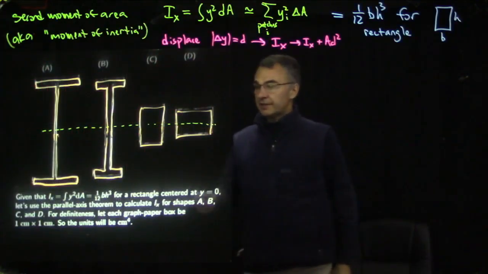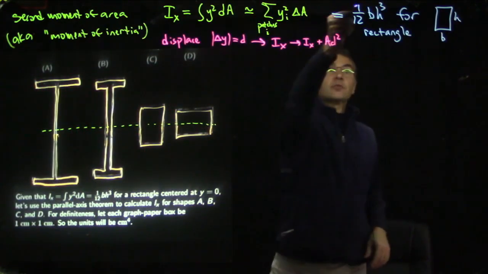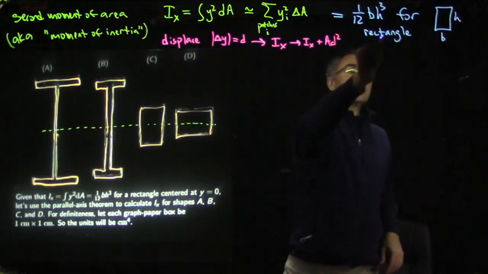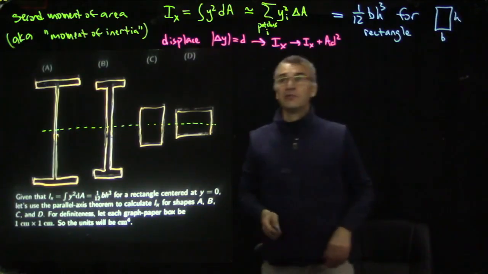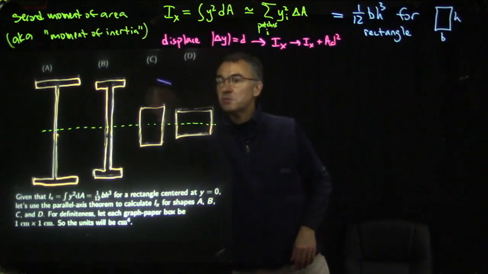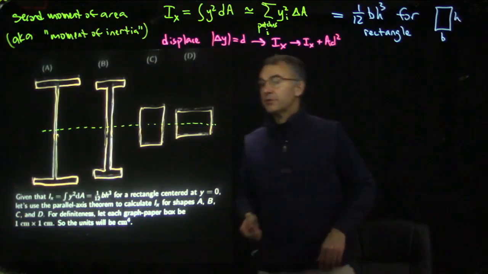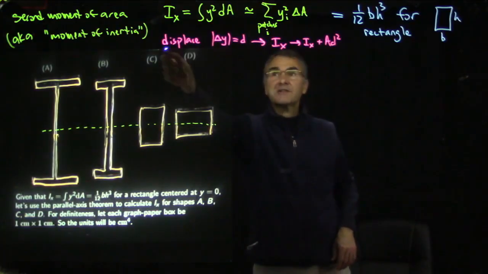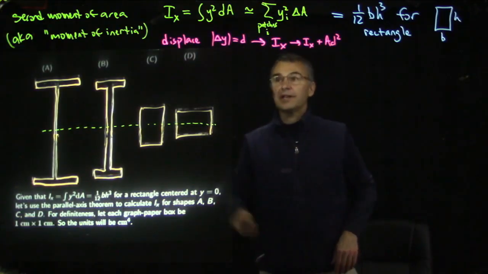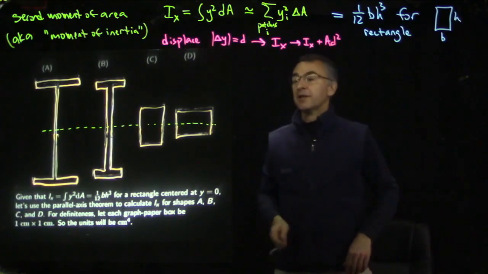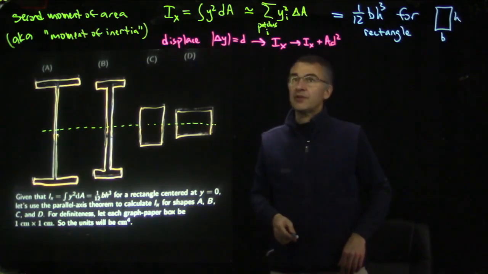Let's take it as a given that the second moment of area is 1/12 b h cubed for a rectangle of base b and height h. Then let's use the fact that all 4 of these shapes either are rectangles or are composed of rectangles, and this will give us an excuse to try out the parallel axis theorem. Let's actually calculate I sub x, the second moment of area with respect to the x-axis, for all 4 of these shapes, and see what we get.